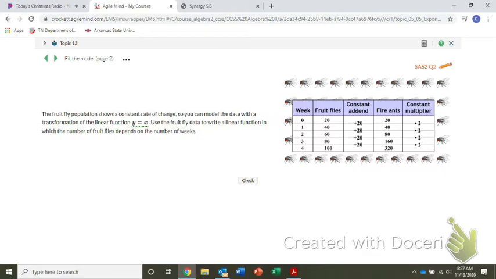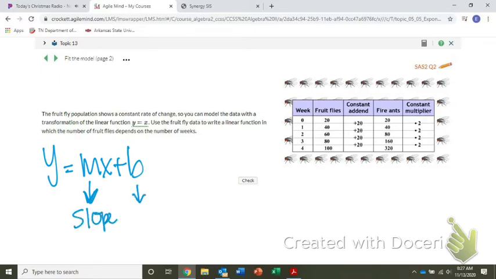All right, number 2 wants you to write a linear function. Linear functions are written in the form of y equals mx plus b. What's m? What's it called? It's called my slope. And b is called my y-intercept.